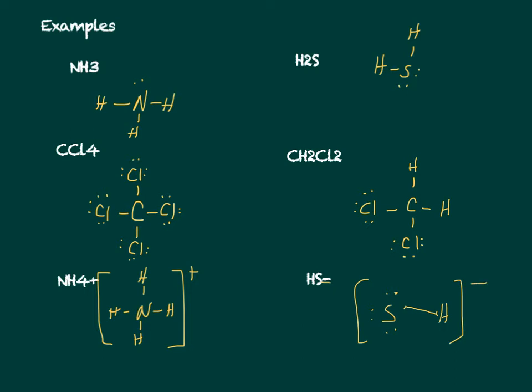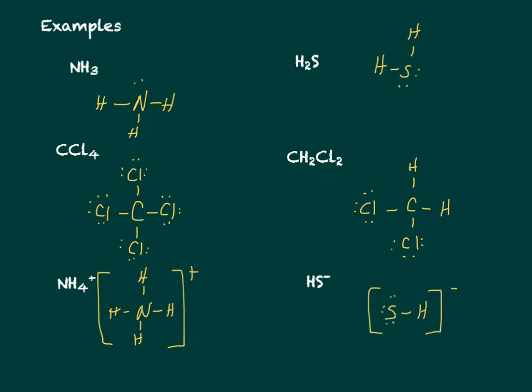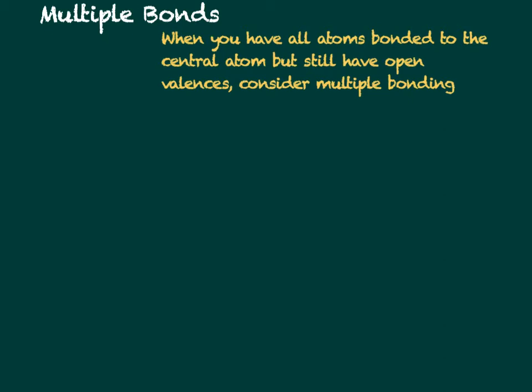And finally, of course, we redraw it. And there we have the hydrogen sulfide ion. Now, everything we've done so far has been singly bonded species. But sometimes, when you're drawing these, you find that you've got every atom connected, but you still have some open valencies. That is when you're going to start to consider multiple bonding, only if you have open valencies.